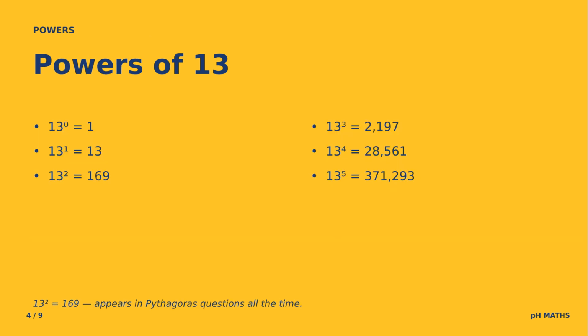Powers of 13. 13 to the 0 is 1. 13 to the 1 is 13. 13 squared is 169. Cubed, 2,197. To the fourth, 28,561. Memorize 169. It appears in Pythagoras questions absolutely constantly because 5 squared plus 12 squared equals 25 plus 144 equals 169.